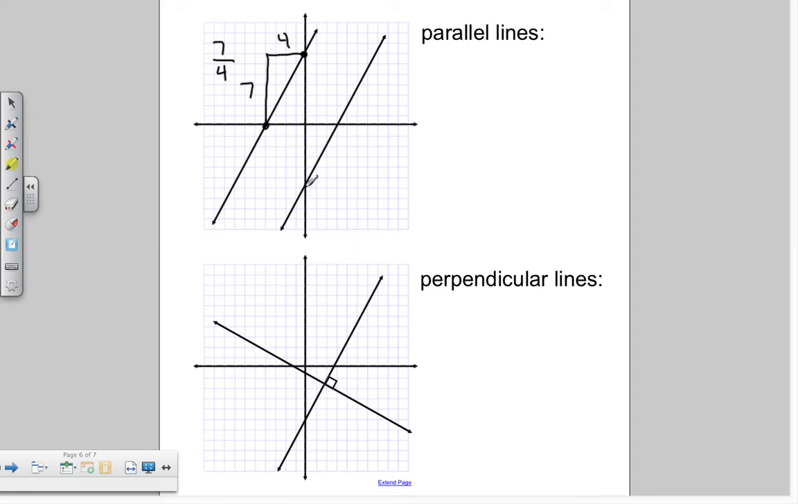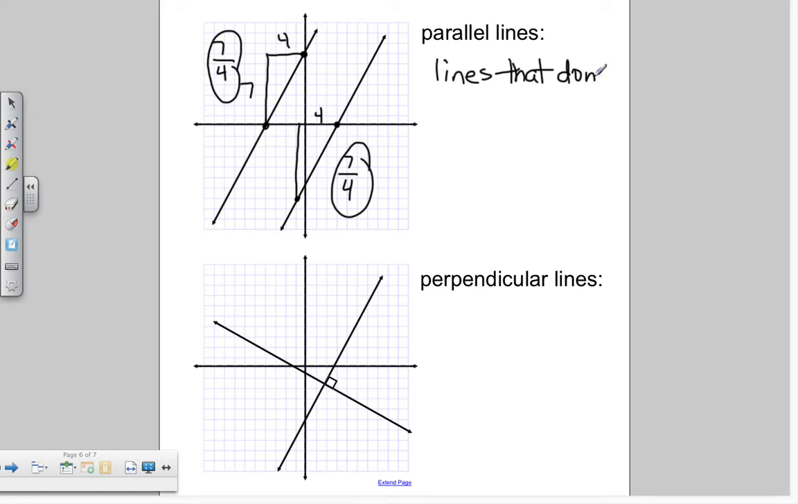If I go to this line, I'm going to find 2 points. Let's find this one and this one. How many do I go up? 1, 2, 3, 4, 5, 6, 7. How many do I go over? 1, 2, 3, 4. Oh my goodness, the slope of this line is 7/4. So 2 parallel lines are always going to have the same slope. Parallel lines are lines that don't intersect, and the slopes are equal.